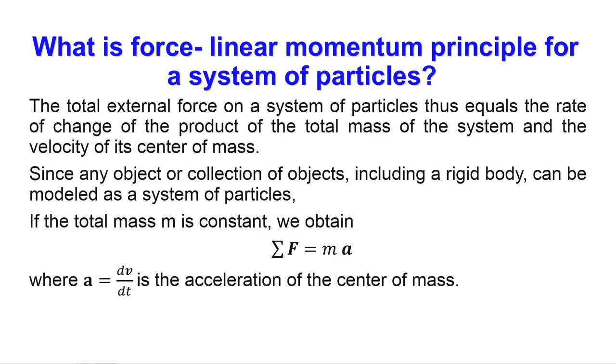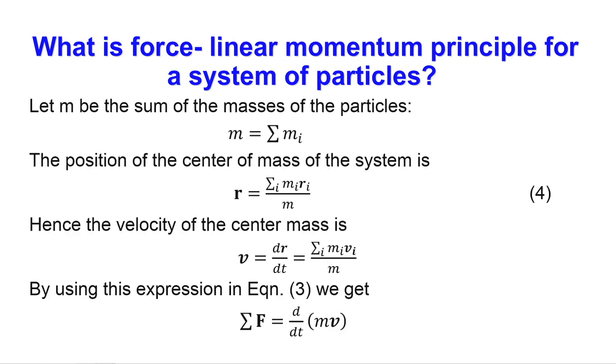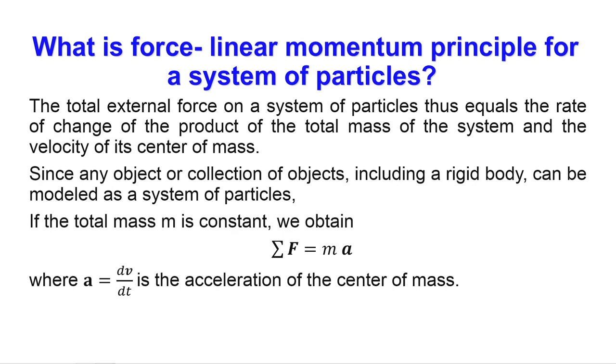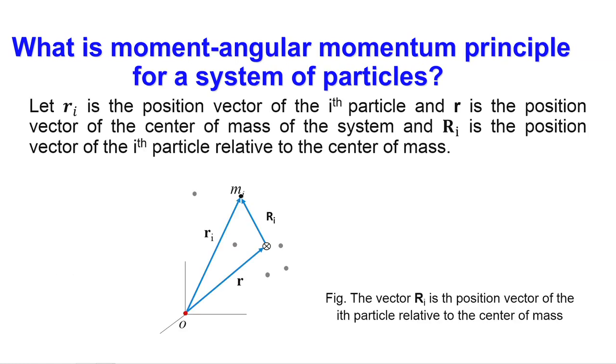So, if we go to the earlier equation, sigma F equals d/dt of m v. Here m is constant, so dv/dt equals acceleration. So, we can see that sigma F equals m a, mass into acceleration, where dv/dt equals a. So, this is the first case, the relationship between force and linear momentum.